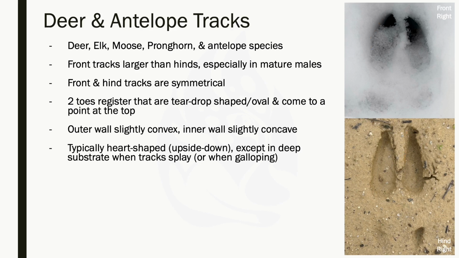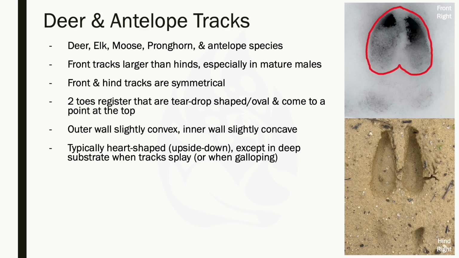Also, probably the defining characteristic when you come up to one or more set of deer antelope tracks is to look for this upside down heart shape. Okay, so if I take this heart, I turn it upside down and I put it on top of the track, we'll see it almost perfectly matches the outline of the track. Okay, and that's almost always true with one exception. When an animal is either galloping or in deep substrate, the toes sometimes will splay.